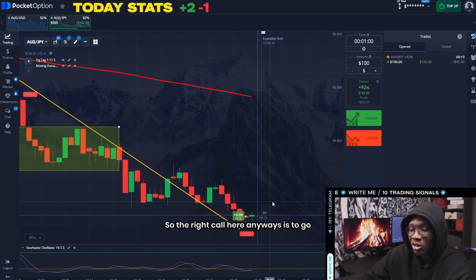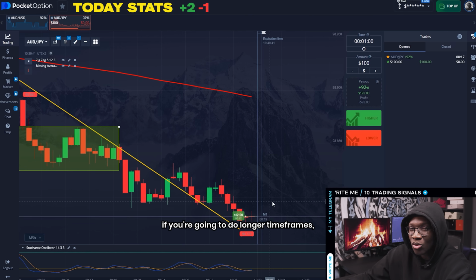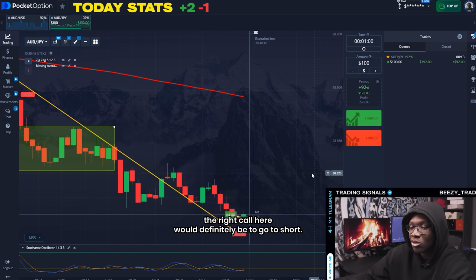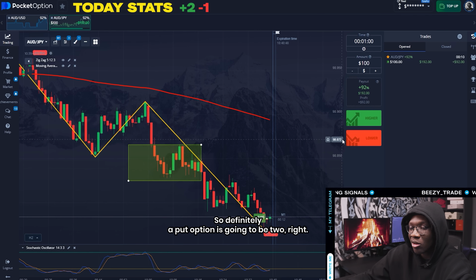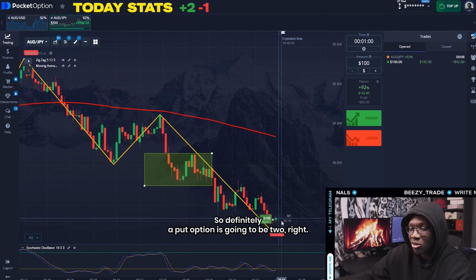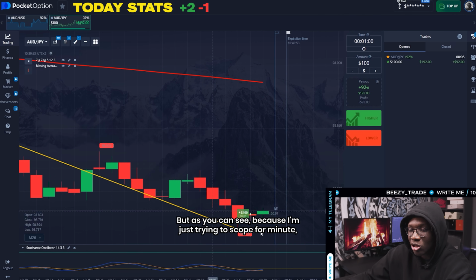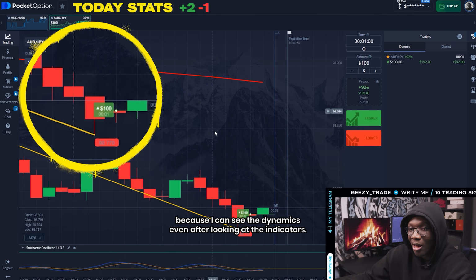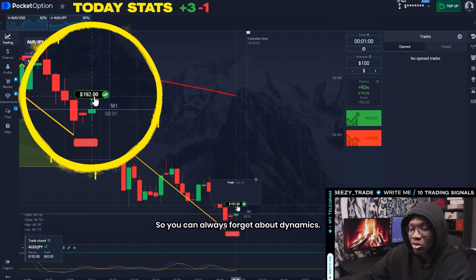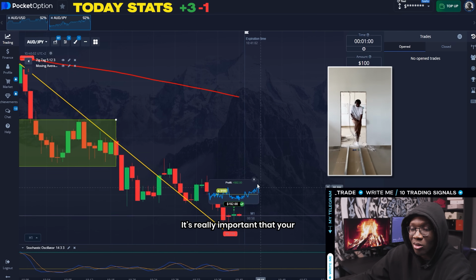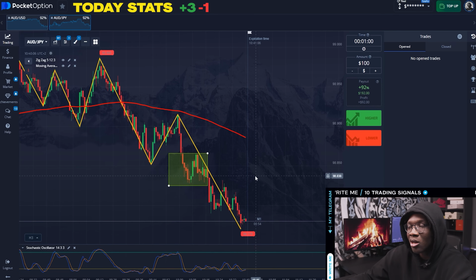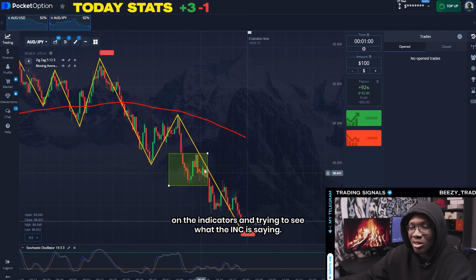So the right call here anyways, if you're going to do longer time frames, the right call here would definitely be to short this. So definitely a put option is going to be the right one. But as you can see, because I'm just trying to scalp for a minute, I'm able to enter because I can see the dynamics even after looking at the indicators. So you can't always forget about the dynamics. It's really important that your mind is there and you're thinking about that, not just focusing on the indicators and trying to see what the indicators are saying.